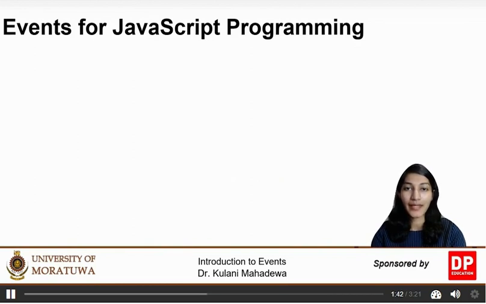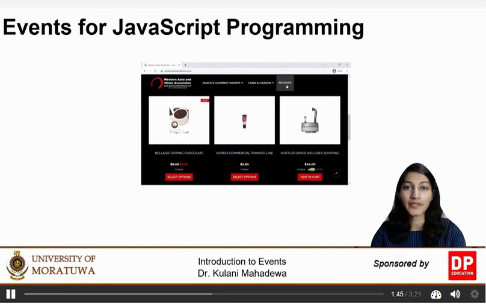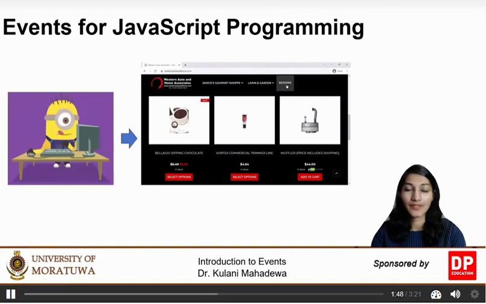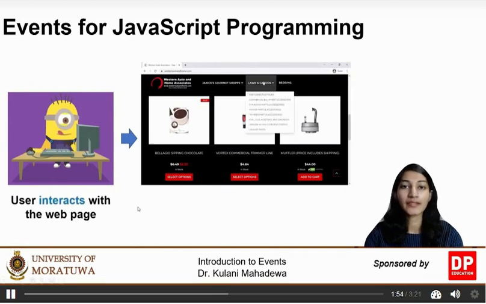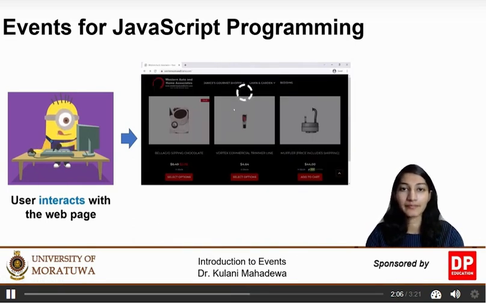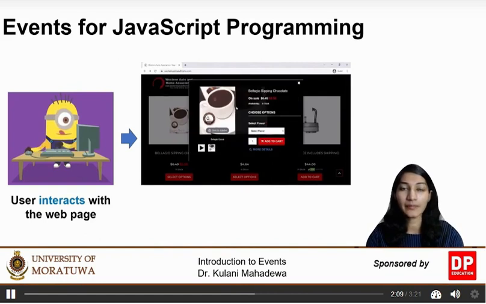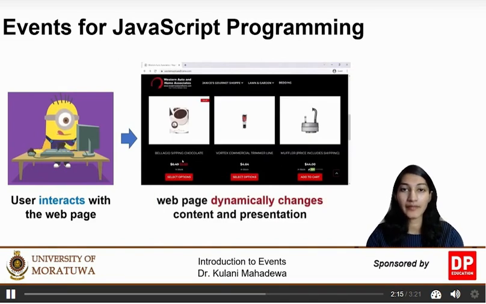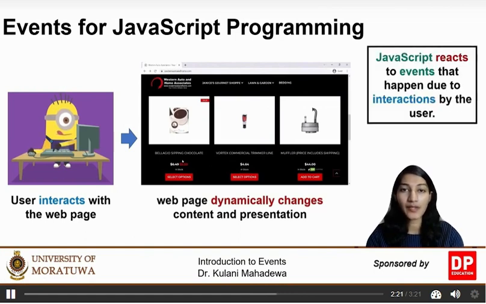Our websites contain HTML elements like forms, menus, and buttons. Users interact with them. You can see here the user hovers the mouse over the menu. It results in displaying menu items. Then he clicks on a menu item. Again he clicks on an image. Then hovers the mouse over the image. It results in enlarging the image. So you can see here the website responds to events by dynamically changing the content and presentation. This response is the reaction of the JavaScript code to events.